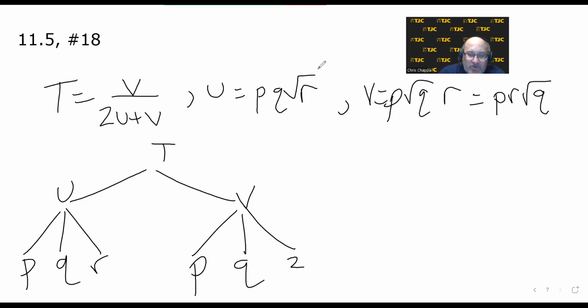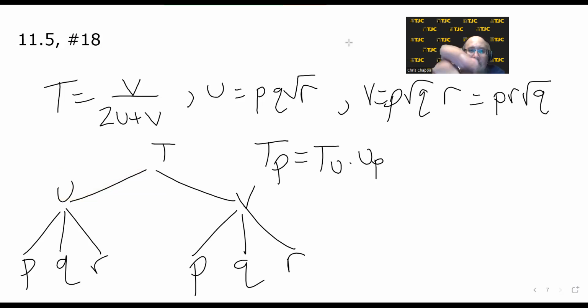Actually, that isn't bad. It's just obnoxious. And if we wanted to find, let's say, partial t with respect to p, then that would be partial t with respect to u times partial u with respect to p. That would be like going from t to u and then u to p. And then we also have to go t to v to p.